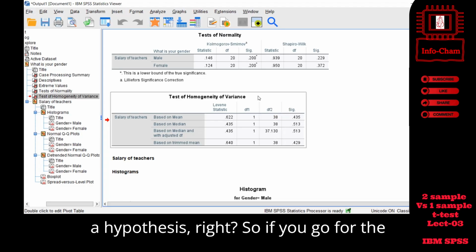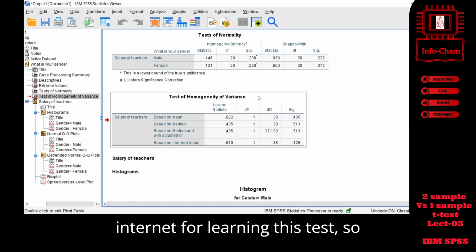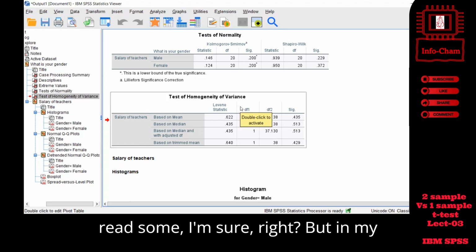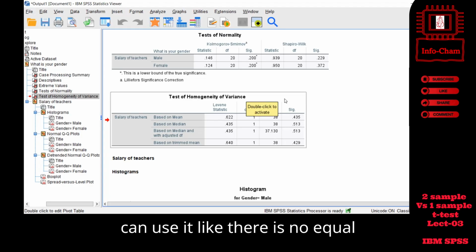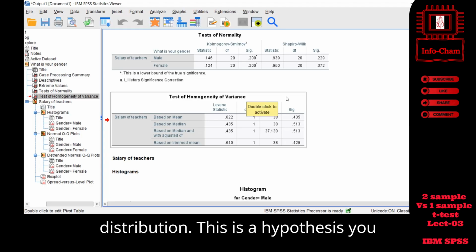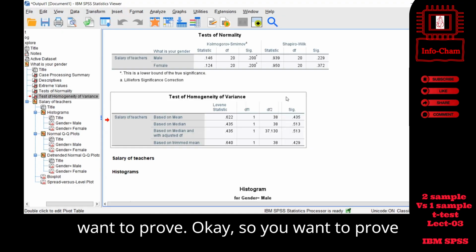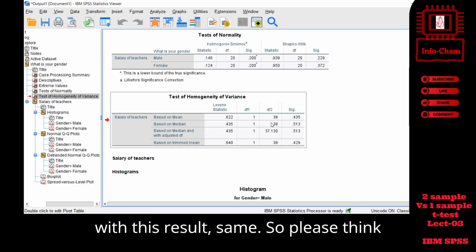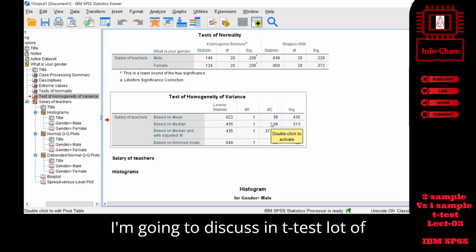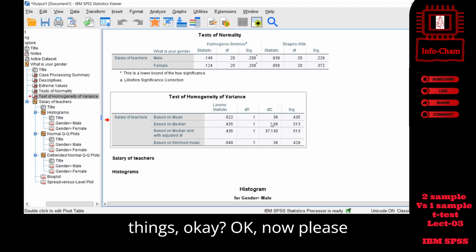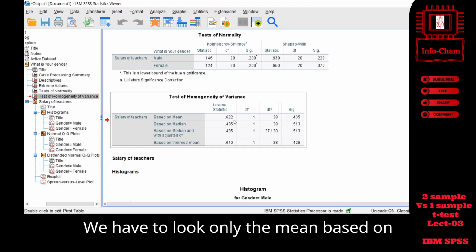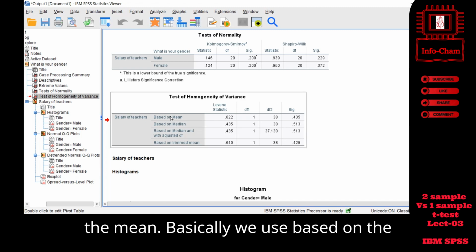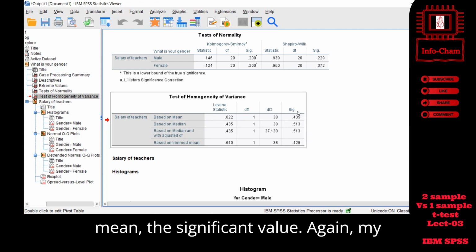You can also state a hypothesis, right? So if you go on the internet to learn this test, you will have some hypothesis, you will read some, I'm sure, right? But in my task, I will not use it now. Okay, so you can use it like there is no equal distribution. This is the hypothesis you want to prove with this result. So please think, I'm going to discuss a lot of things in the t-test. Okay, now please have a look again. What is here? We have to look only at the mean, based on the mean basically, the significant value.